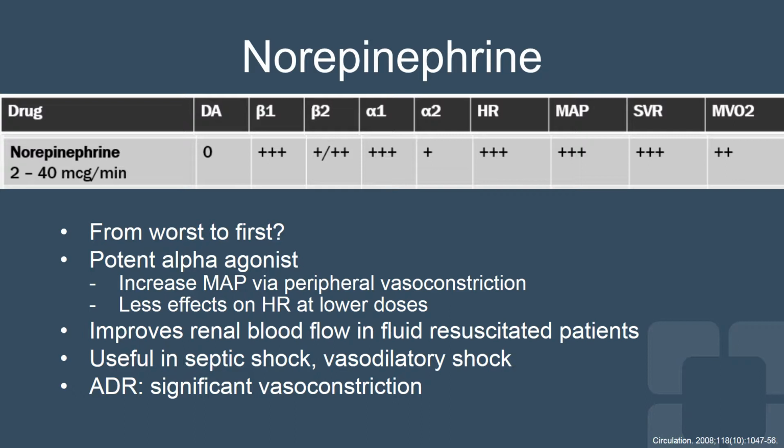It is a potent alpha agonist. It will increase the MAP. It will have less effect on the heart rate at lower doses, though for the most part what we will be seeing is some beta activity. So even though the lower doses do exist, for the most part you can expect that there will be some beta-1 activity. And it improves renal blood flow in fluid resuscitated patients, and that's an important key concept to take into consideration: fluid resuscitated patients.